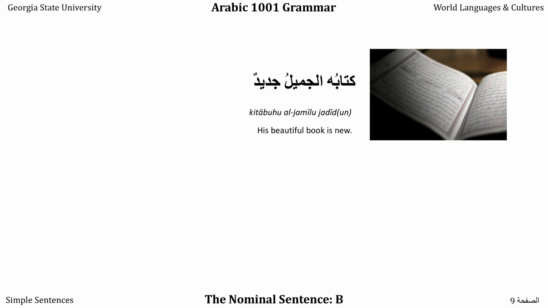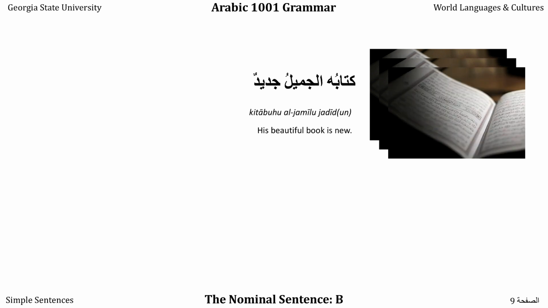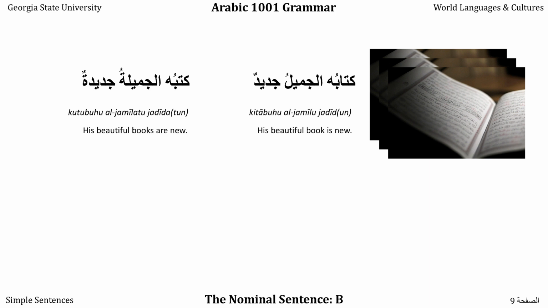99% of the time, people will say kitabuhu al-jamil jadid, but if we're speaking fancy Arabic, we say kitabuhu al-jamilu jadidun. His beautiful book is new. It means the same thing, only fancier. If we make them plural, we're going to say kutubuhu al-jamilatu jadidatun, where we have taken kitab and turned it into kutub to make it plural, but the dhamma for the case marking comes before the possessive suffix, so kutubuhu, and then al-jamilatu, we hear the ta in ta marbuta when we're pronouncing things with case markings typically, and then jadidatun, his beautiful books are new. Same thing as kutubuhu al-jamila jadida, but it's fancier.